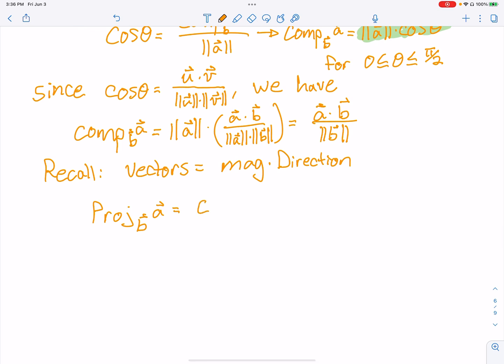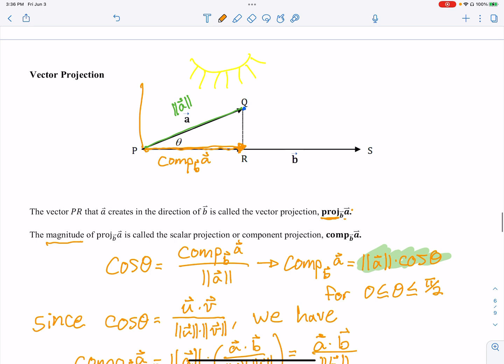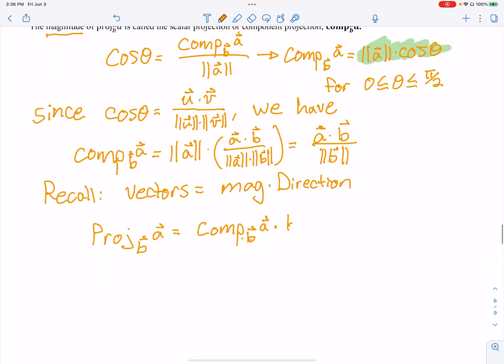So the magnitude in this case is going to be my component projection. That's the way that component is defined. Times a direction: I want that direction to be in the direction of B, so I'm going to multiply it by B. Now I can fill in what I know: the comp of A onto B is A dot B over the magnitude of B. Actually, let's go back up here real quick. I want the direction of B, so what we really should do is find the unit vector for B.